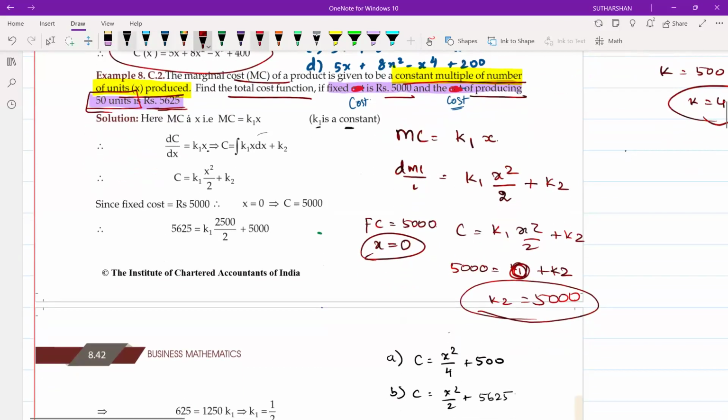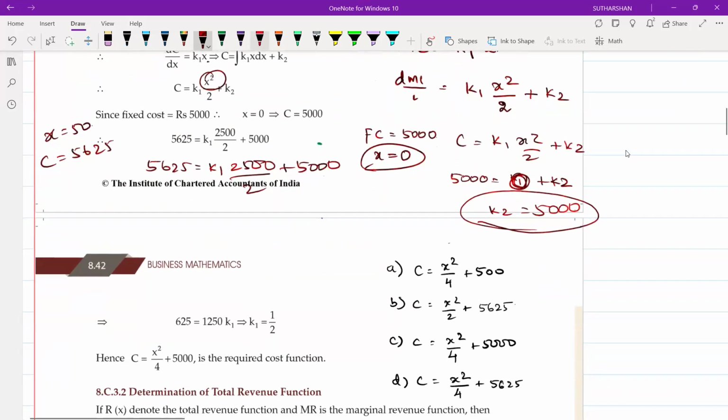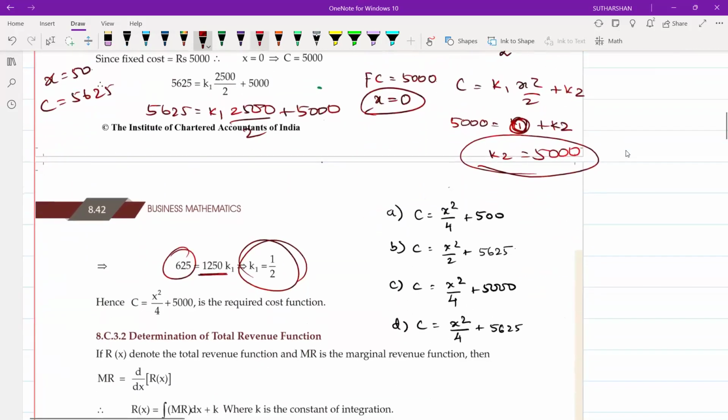Now, I will go with the second approach. They are saying the cost of producing 50 units is 5625. What I will do, x is equal to 50, I will substitute. C is equal to 5625, I will substitute. So 5625, k1 will remain the same. x square will become 50 square, which is 2500, divided by 2, plus k2, which I already found, that is 5,000. If I simplify this equation, I will get 625 equals 1250 of k1. So k1 finally will become 1 by 2.